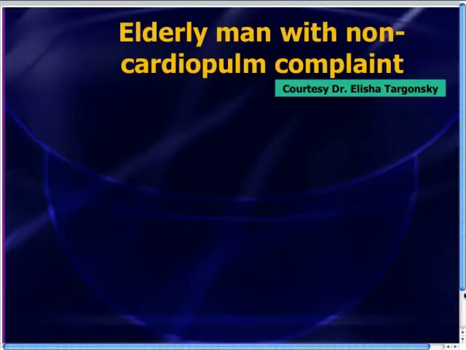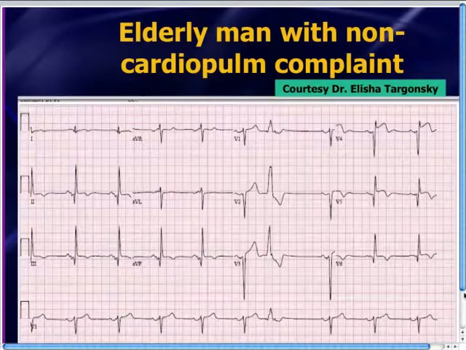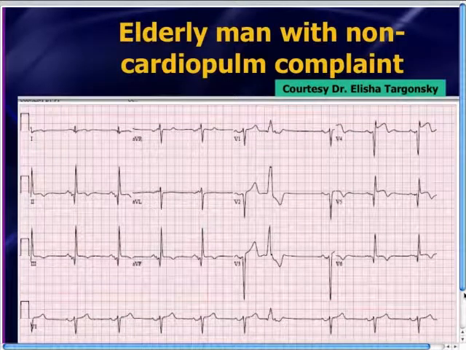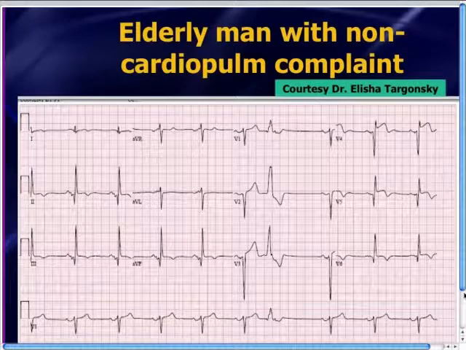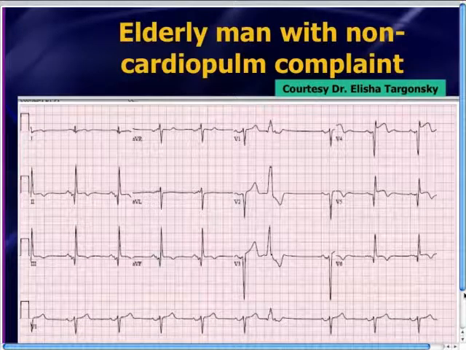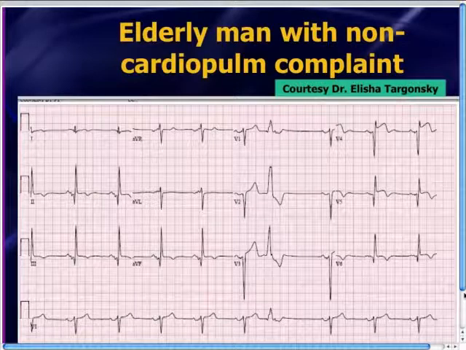This week's case was sent to me by Dr. Elisha Targonsky, who is an attending emergency physician at Credit Valley Hospital in Ontario, just outside of Toronto. It was an interesting case that he saw. An elderly man had presented with pretty much a non-cardiopulmonary type of complaints. We're just going to focus not so much on the history, although that may become a little bit important as we talk about differentials a little bit later on.